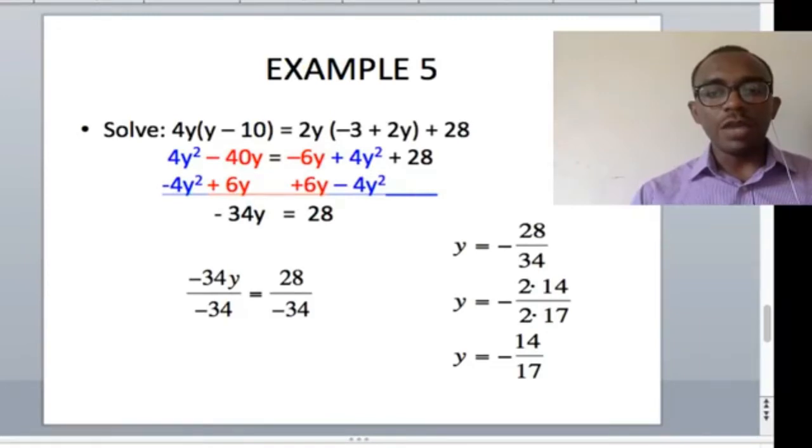Decompose 28. 28 is a multiple of 2. How do I know that? Any number ending in an even number, such as 2, 4, 6, 8, is a multiple of 2. 28 ends in 8, so 28 is divisible by 2. Same for 34, it ends in 4, so it's also divisible by 2. When I divide 28 by 2, I get 14. So I decompose 28 as 2 times 14, and 34 as 2 times 17. Now I can cross out these two because they are the same number. So I have 14 over 17, which is the final answer.